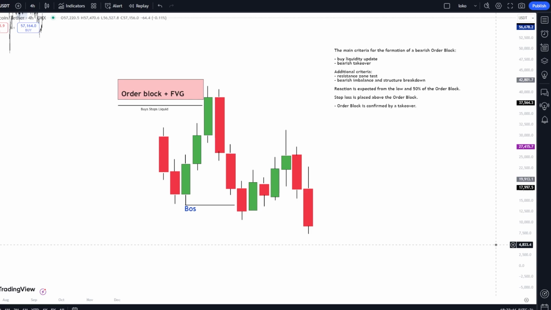Hello everyone, guys, and today I'm going to give you the best trading lesson about order blocks in the smart money concept.